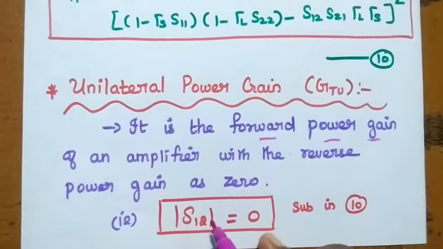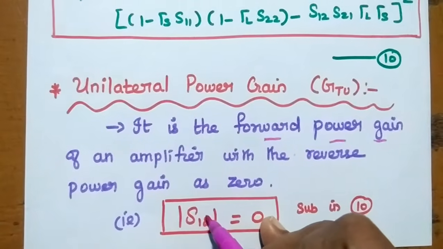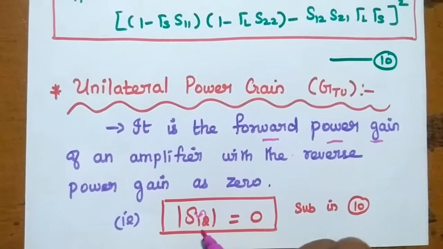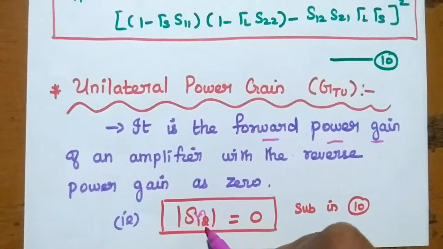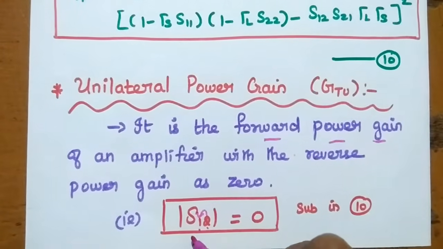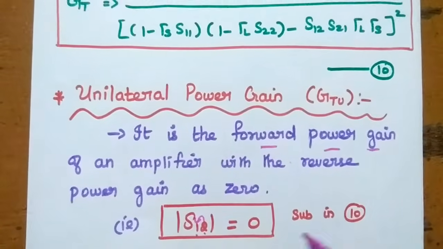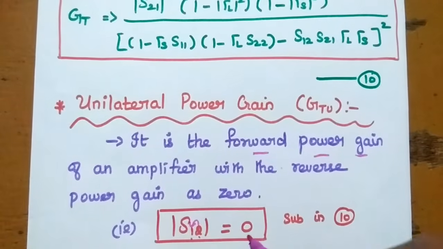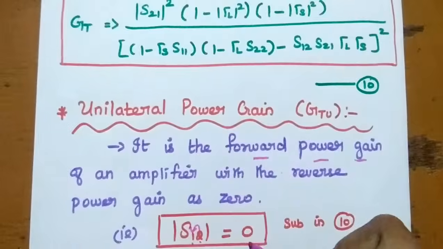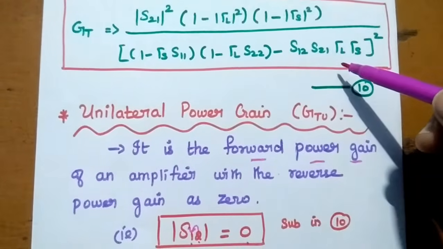In an amplifier, S12 means what? From the second port to the first port, the flow of signal from second port to first port. Second to first means it is the reverse direction. So S12 is equal to 0. Very simple. We are going to substitute this value in this transducer gain.